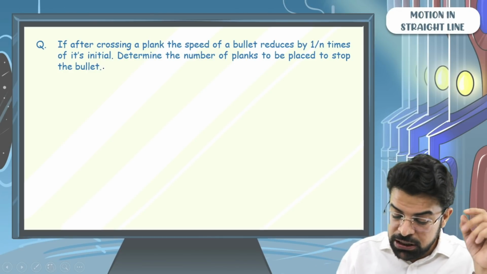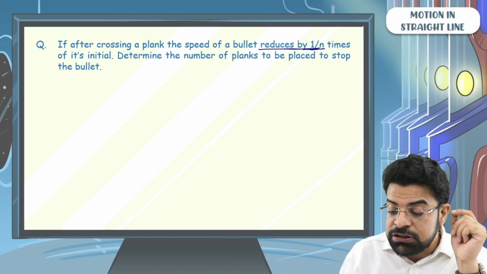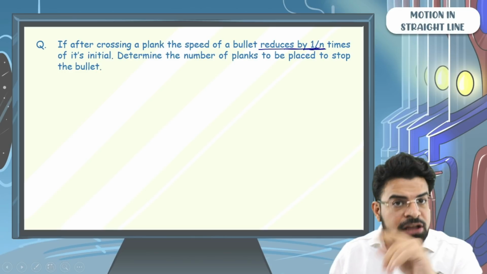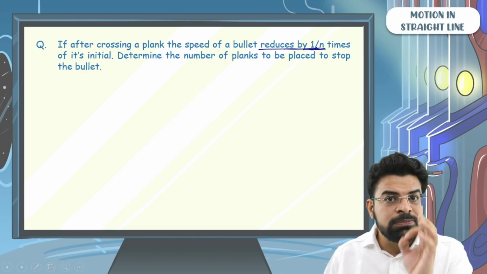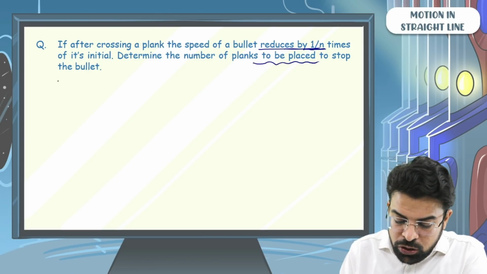Now the question is, if after crossing one plank, the speed of the bullet reduces by 1 by n times. Reduces by 1 by n times. In the last question, it becomes 1 by n times. This time I am saying reduces by 1 by n times. So determine the number of planks to be placed to stop the bullet.